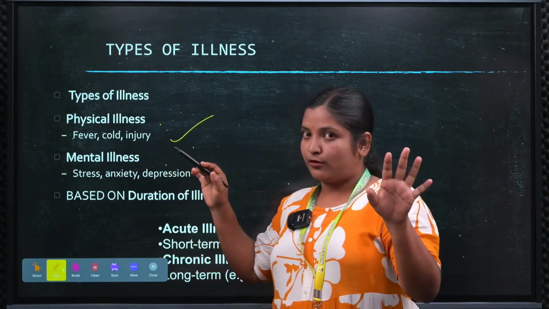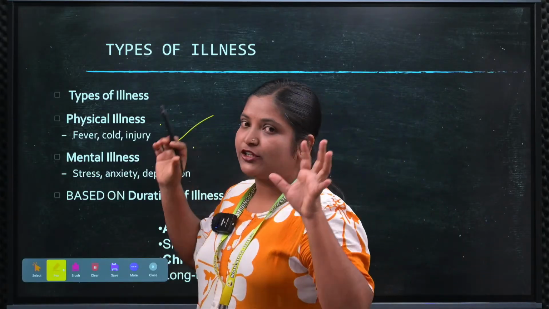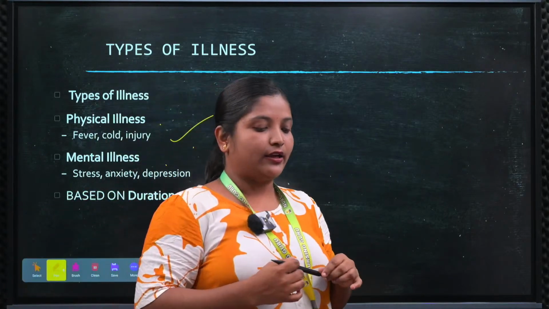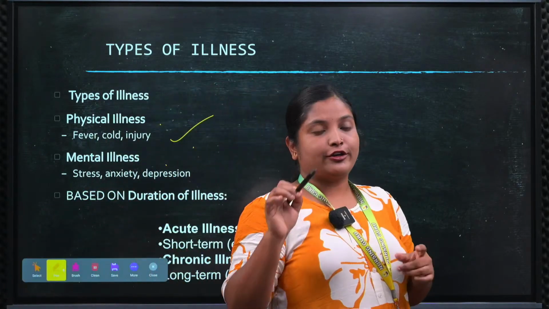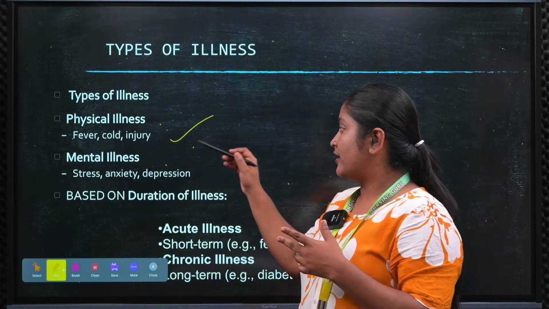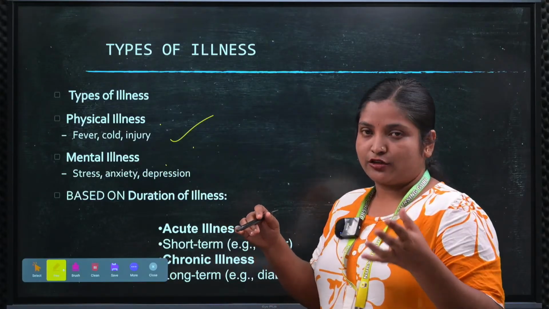Okay, so don't be confused with that. Physical illness is going to affect your body. Physical means body. So here you are going to get a fever, an alteration in your body temperature, or else you can get a cold, where the level of temperature will be very low.